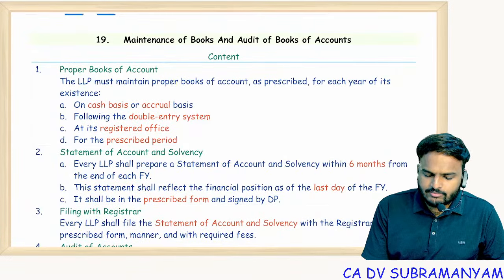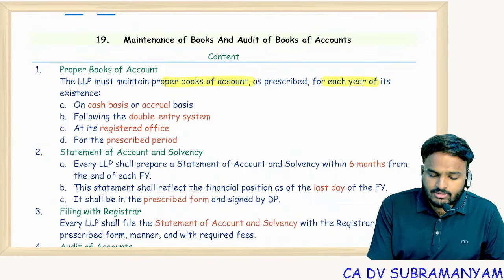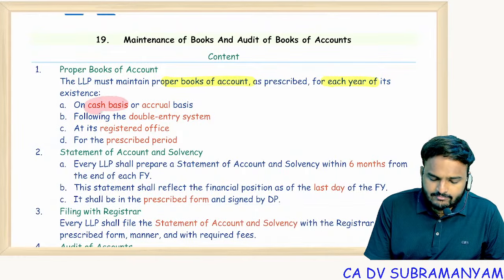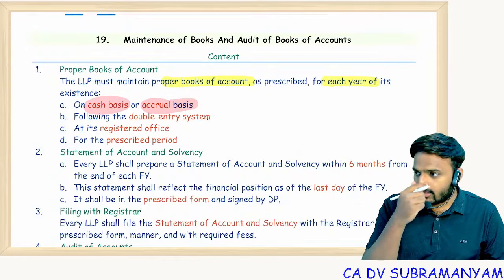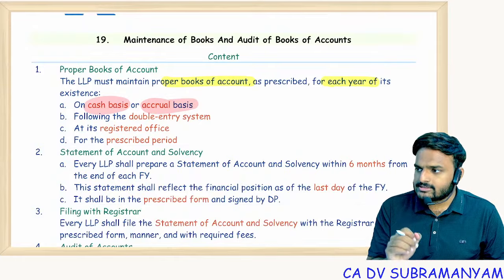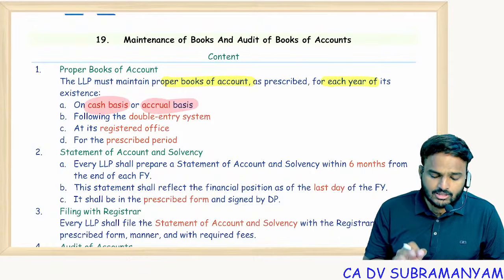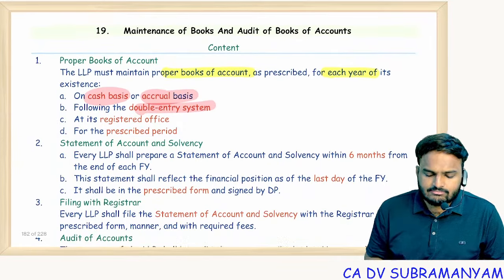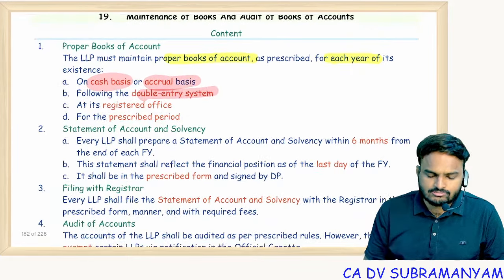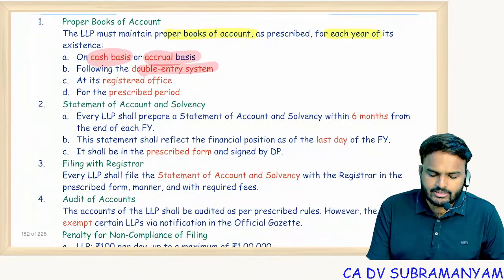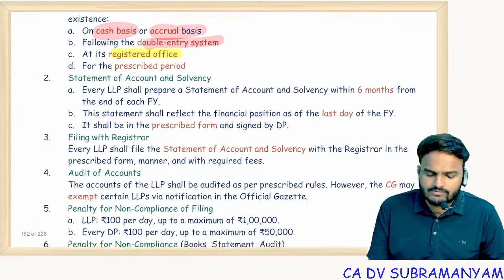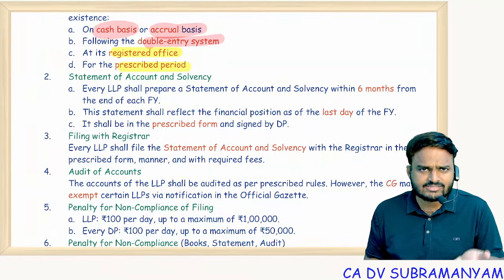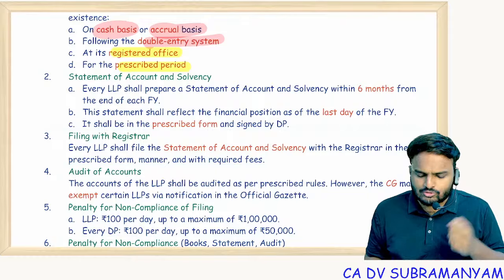LLP must maintain proper books of accounts for each year of its existence. Remember, this is a most highlighting point, either on cash basis or accrual basis. Companies compulsory accrual basis, but LLP both accrual and cash allowed. But double entry system, there is no choice. There is no choice of single entry system. Double entry system mandatory. Maintain books of accounts at registered office for the prescribed period, that is 8 years. Last 8 years books of accounts you maintain.